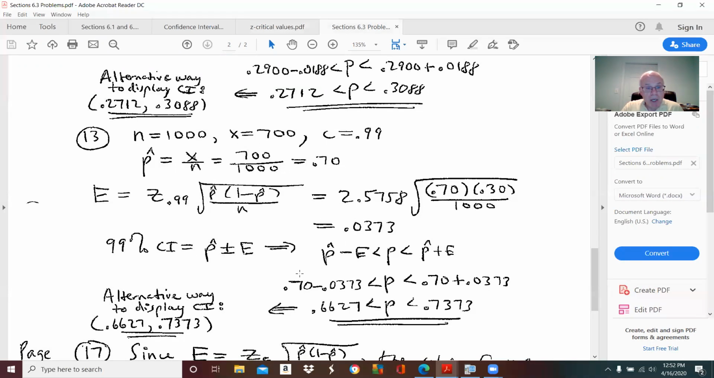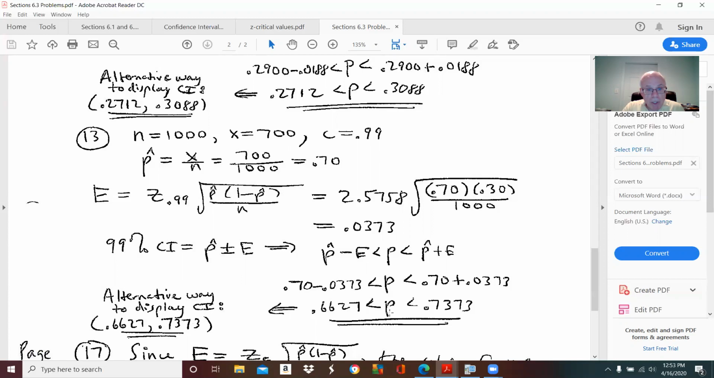Once again, our confidence interval, or left endpoint, is going to be p hat minus the margin of error, 0.7 minus 0.0373. And then on the right is p hat, 0.7 plus 0.0373. So when we subtract here, we get 0.6627 on the left, 0.7373 on the right. You can also write a confidence interval this way.